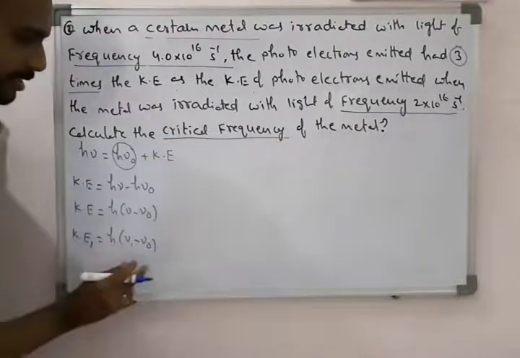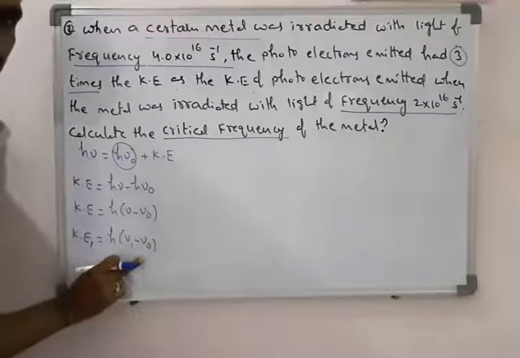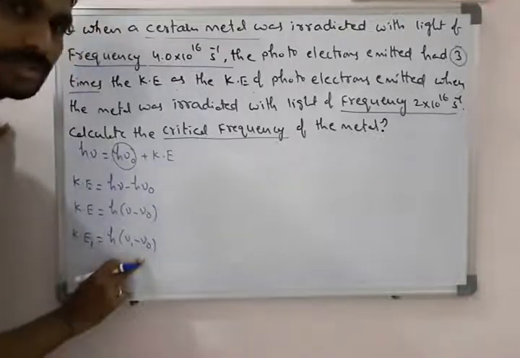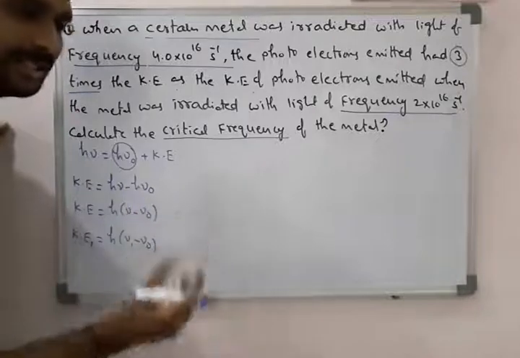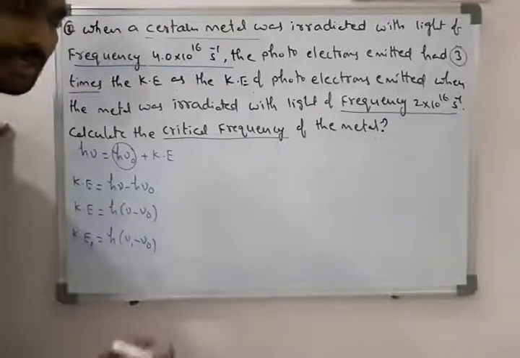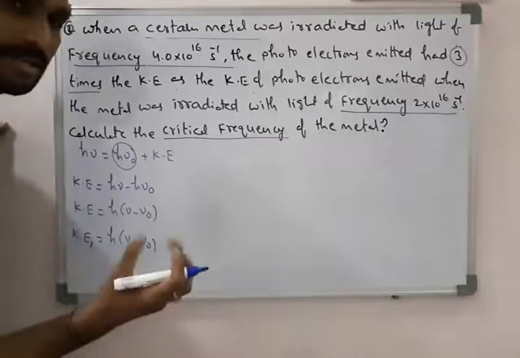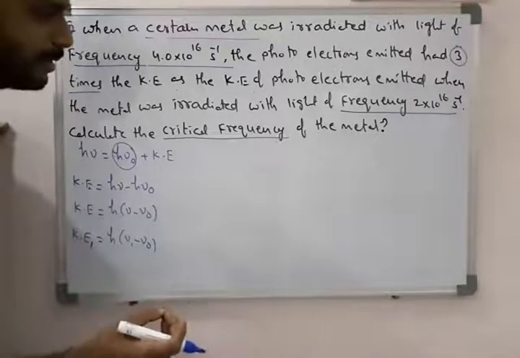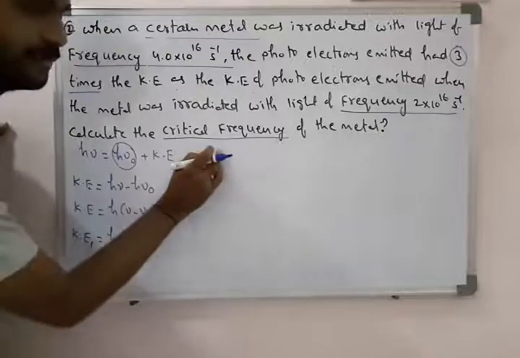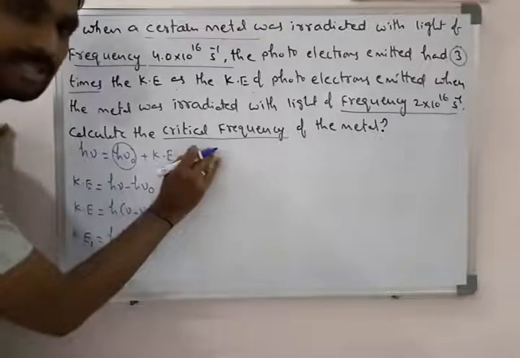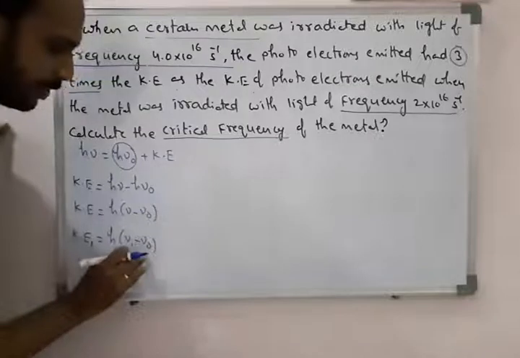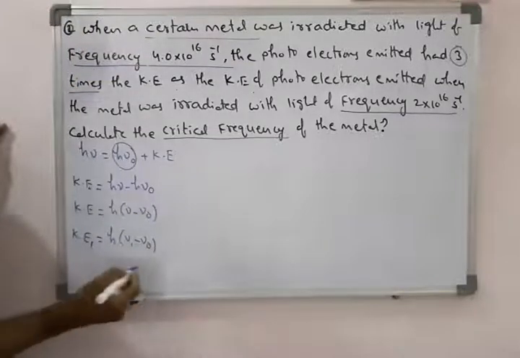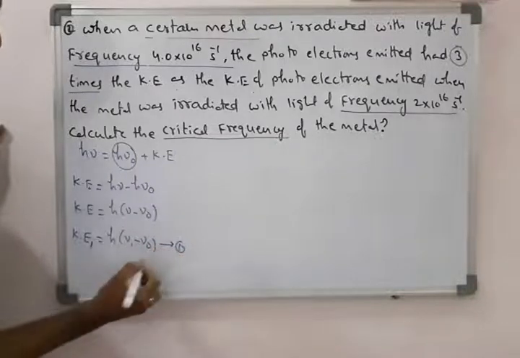Critical frequency means nothing but threshold frequency, the minimum frequency of light used on a metal to eject the electrons, for the photoelectric effect to happen. The minimum frequency of that light is called critical frequency, nothing but threshold frequency, nu naught. This nu naught is specific to a metal, a fixed value. So we have to find it out. So it is equation 1.